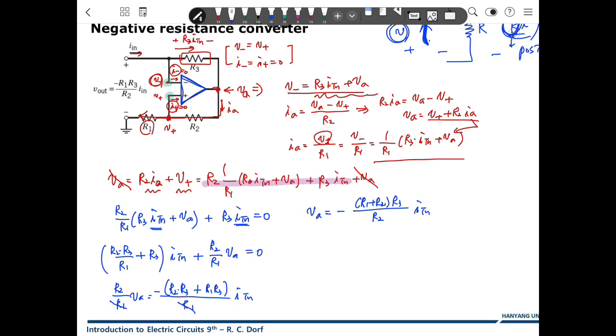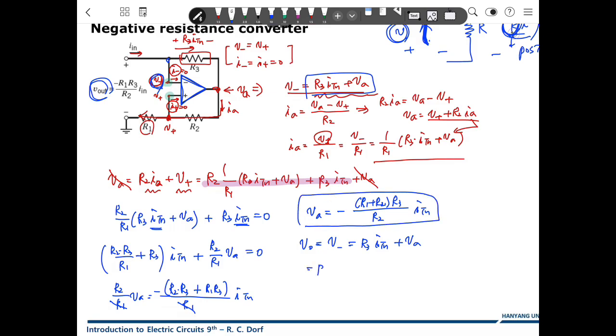So our target is the V out here. And what is V out? Actually V out is the same as V negative. So V out is V negative. And V negative here is R3 I in plus VA. And VA here, this is VA. So R3 minus R2 R1 plus R2 R3 I in.